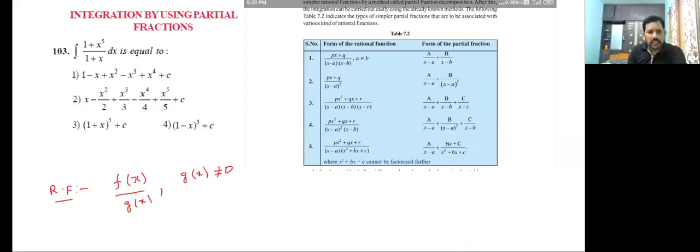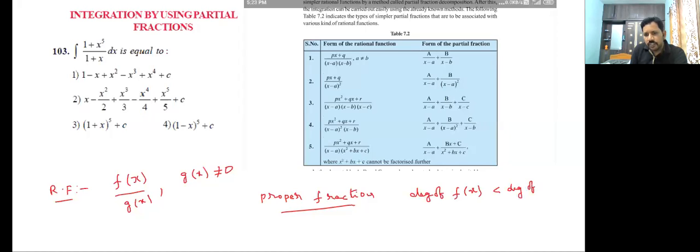Rational fractions are of two types. One is proper fraction, another one is improper fraction. What is a proper fraction? If the degree of f of x is less than the degree of g of x, then we say that the given rational fraction is a proper fraction.